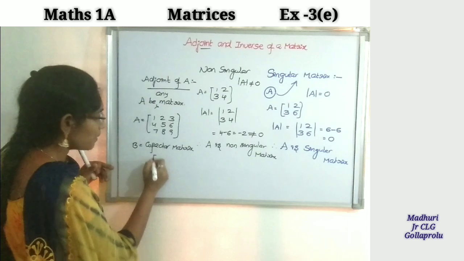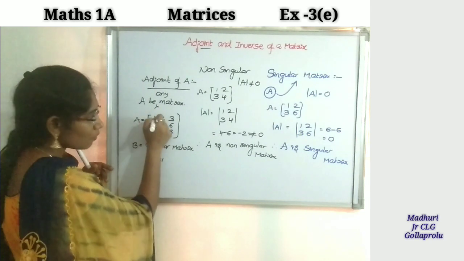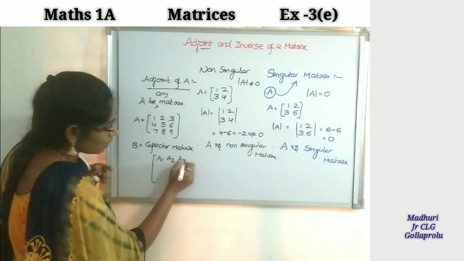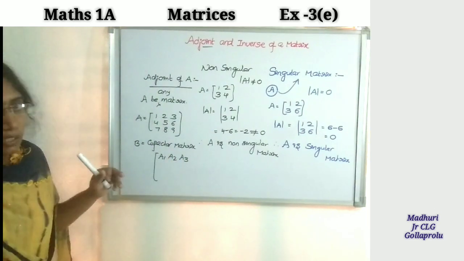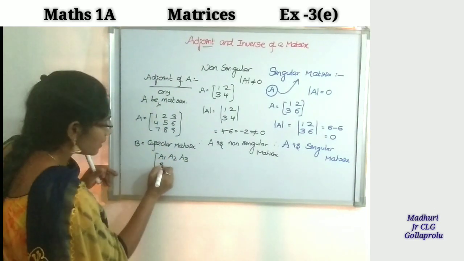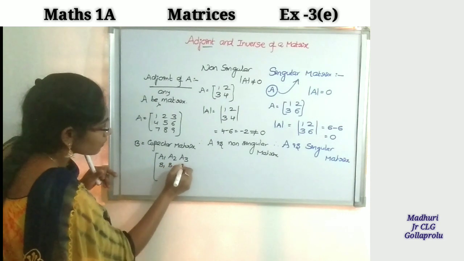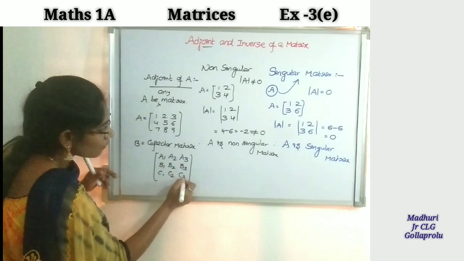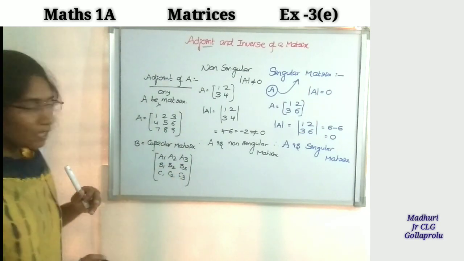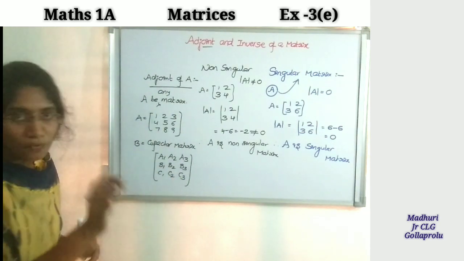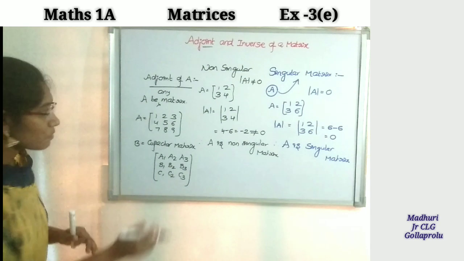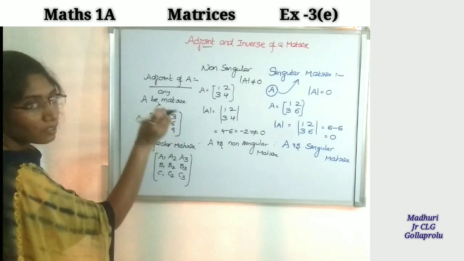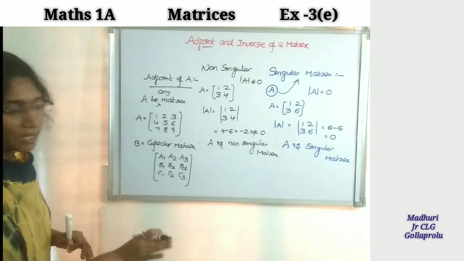For example, capital A1 is the cofactor of the first element. Capital A2 is the cofactor of the second element. A3 is the cofactor of the third element. And B1, B2, B3 are the cofactors of the second row elements. C1, C2, C3 are the cofactors of the third row elements. So this is the B matrix, the cofactor matrix. Cofactor matrix means we take the cofactor elements at the place of the elements of the given matrix.